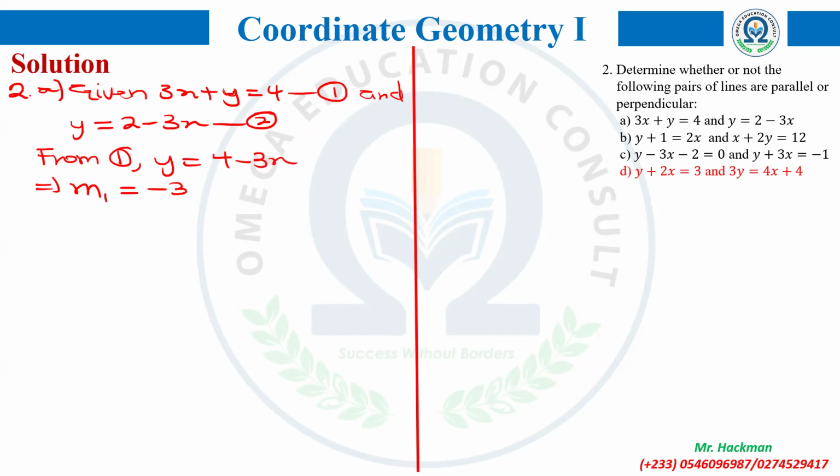Yes. Okay, then go to your second equation. Thankfully, you can see that it is already in the gradient intercept form, so you can extract the gradient straight away. So m sub 2 will be equal to minus 3. All correct? Yes. Okay, so now we can see clearly that your first equation has gradient negative 3, and the second equation shares the same gradient, negative 3. So once they have equal gradients, you know the conclusion.